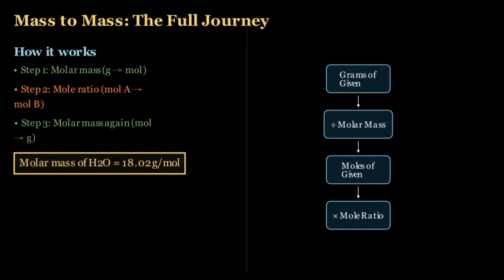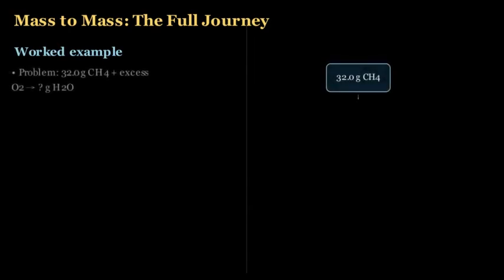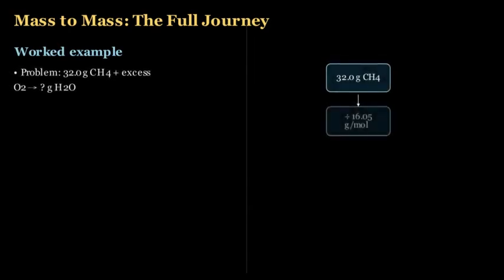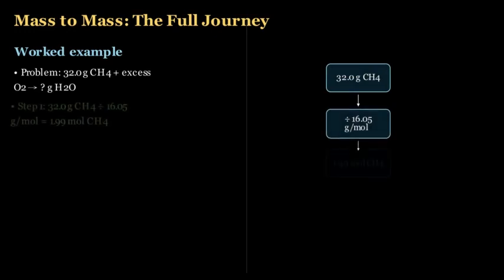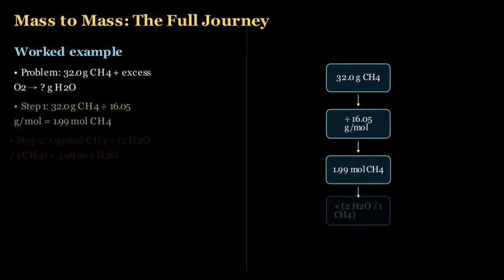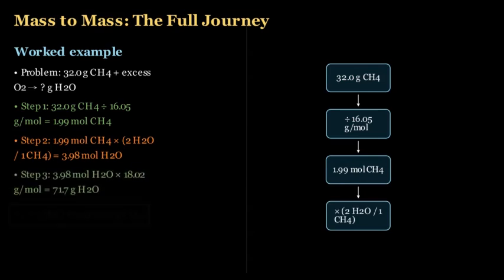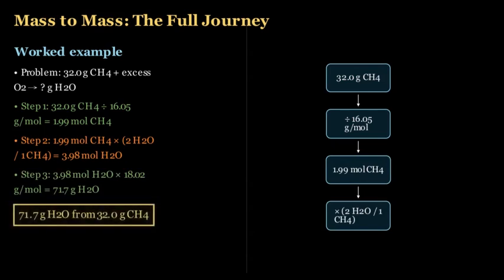Let's solve. How many grams of water are produced when 32.0 grams of methane burn in excess oxygen? First, find the molar mass of methane. Carbon is 12.01, for hydrogens add 4.04, so 16.05 grams per mole. Divide 32.0 grams by that to get 1.99 moles of methane.